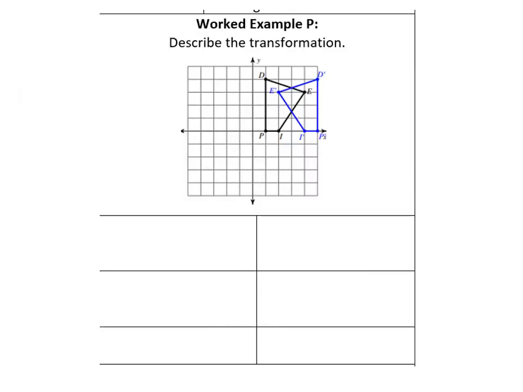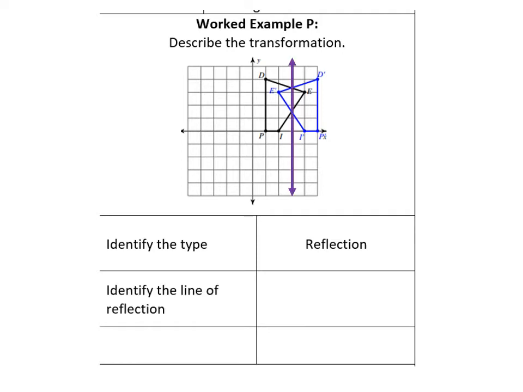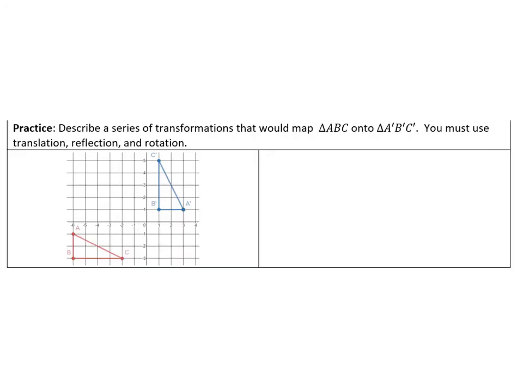Here's another one. We want to describe the transformation. Identify the type. Well, it looks like a reflection. Identify the line of reflection. Well, right there, that purple line cuts it in half. That's the line x equals 3. And then we write the rule. It's a reflection across the line x equals 3. And then we have practice for you.